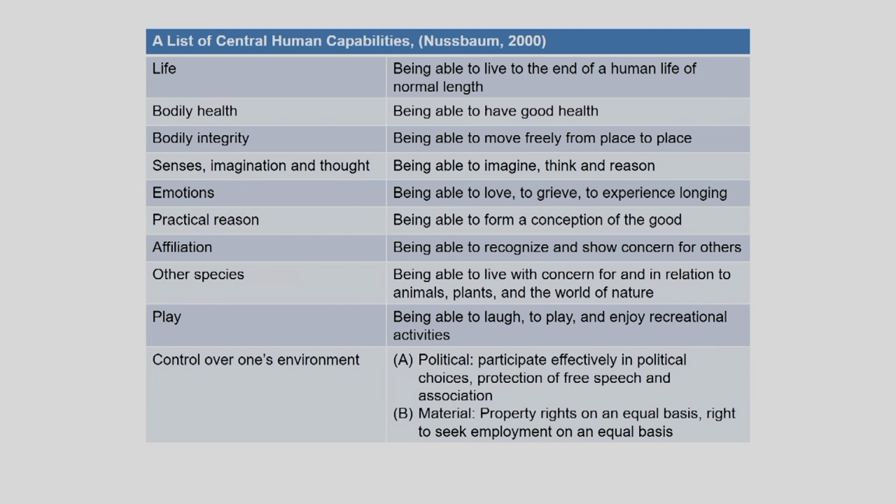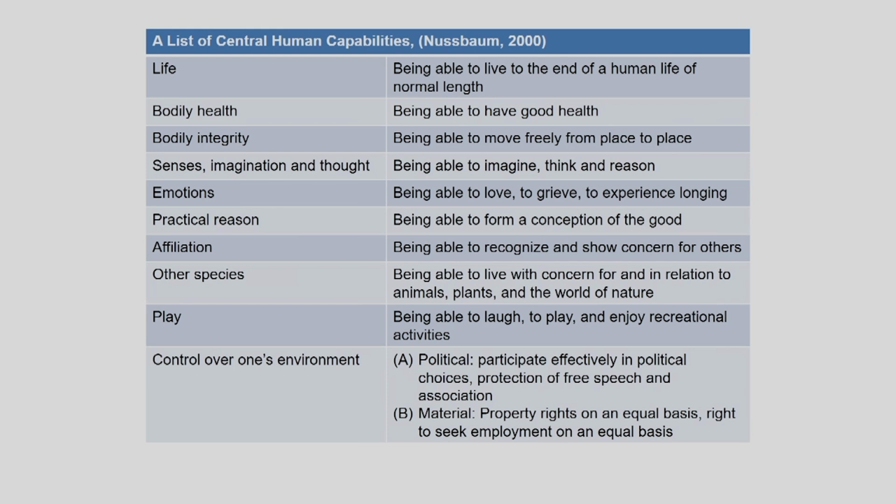The first one is life, which is that one should be able to live to the end of a human life of normal length, or in other words, not die prematurely. So, that is one of the central human capabilities of being able to lead a good life, a healthy life, and not facing a premature death. One should be able to escape morbidity conditions, and that is one of the central human capabilities. That is possible only when there are good institutional arrangements in a society that can help one to escape morbidity conditions. Second is bodily health.